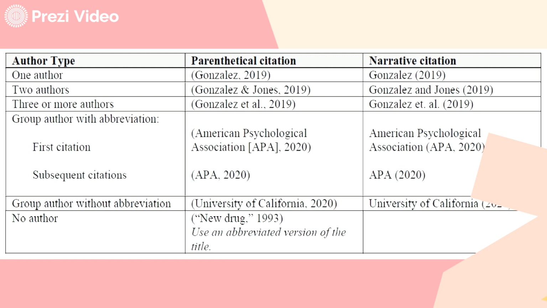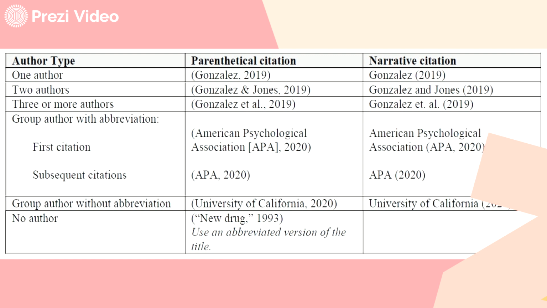In the narrative citation, you only remove the spelled out version. However, the abbreviated version is still retained inside the parentheses when the material is cited for the first time. However, in the subsequent citation, you remove the spelled out version, and then you take out the abbreviation from inside the parentheses, and then you place it outside. So it's APA, open parenthesis, 2020, close parenthesis.